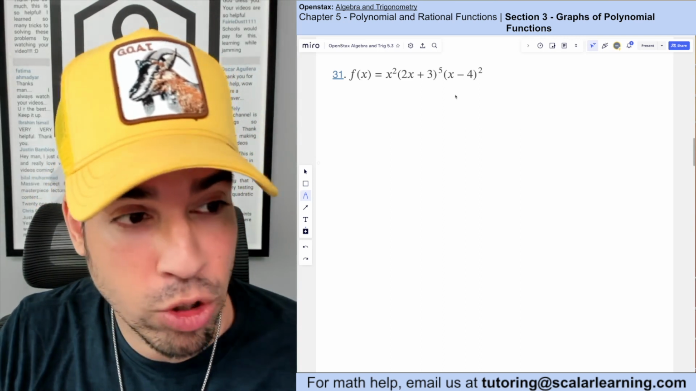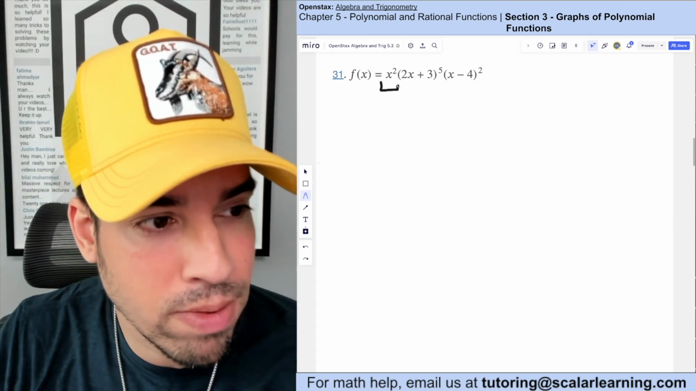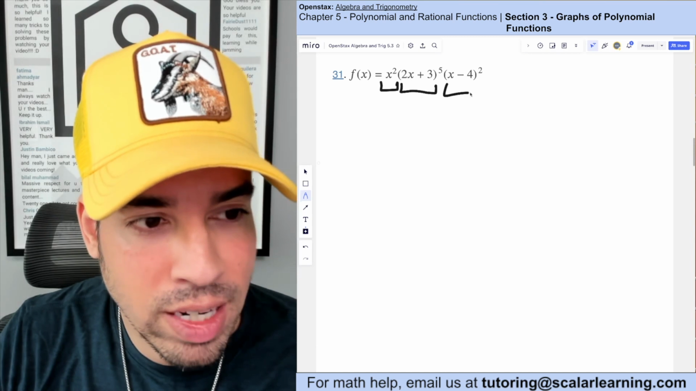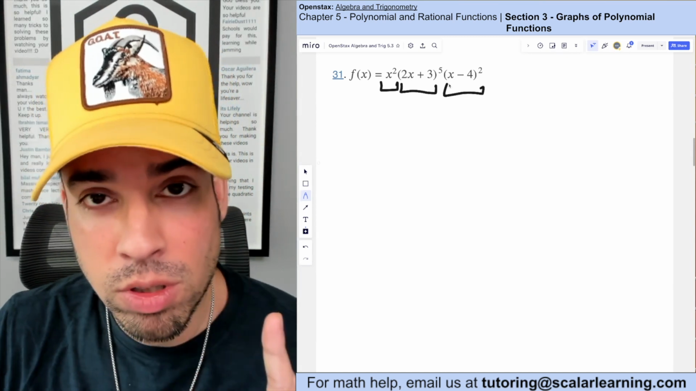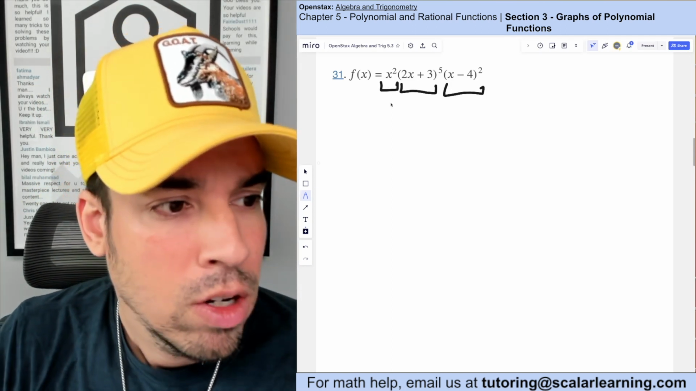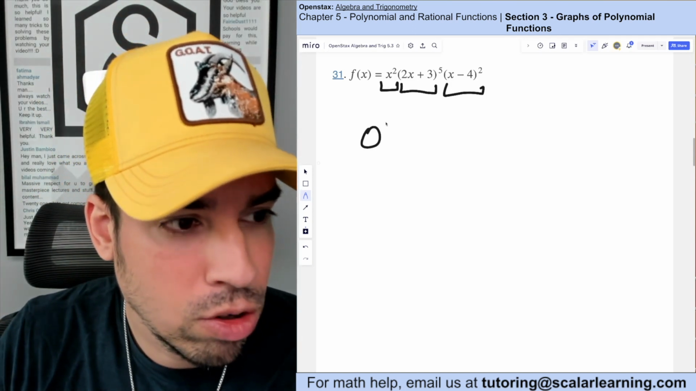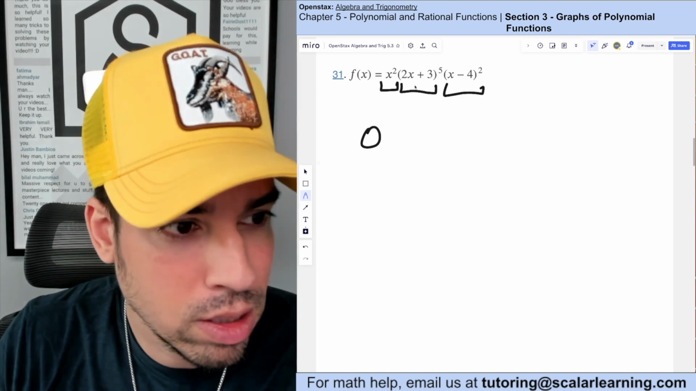already in factored form, which is great. And then we just got to figure out what values of x are going to zero out each of these different pieces that are all multiplying each other. Because if 1 goes to 0, the entire thing goes to 0. So for the x squared, it's just going to be 0, right? Plug in 0, it's going to zero out the entire thing.